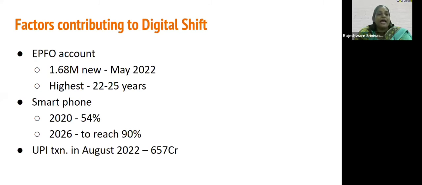So that is the augmentation to the market just in a month. And in that, you will see that the age group of 22 to 25 years contribute the highest. I mean, that's the age group where the maximum number of accounts have got opened. Next input that we have is on the penetration of smartphone. So we have 54% as of 2020, where they are predicting that as of 2026, it's going to touch 90%.